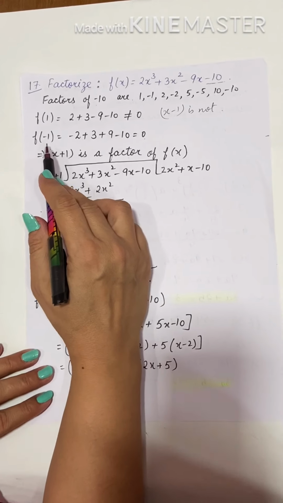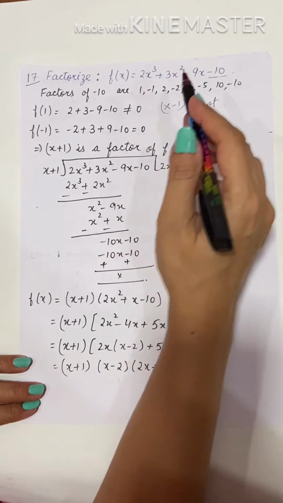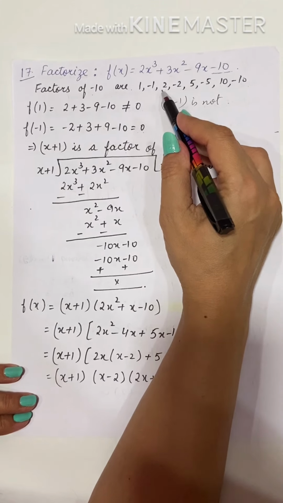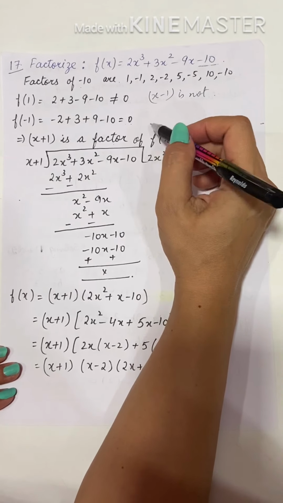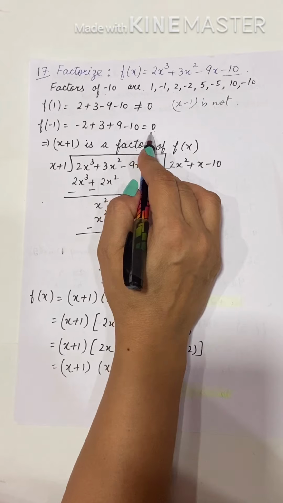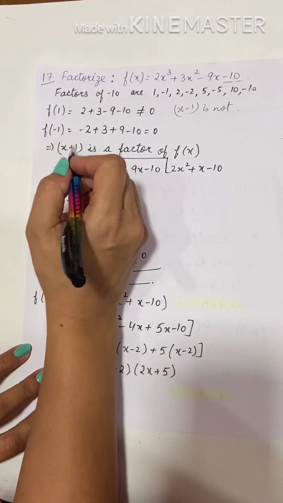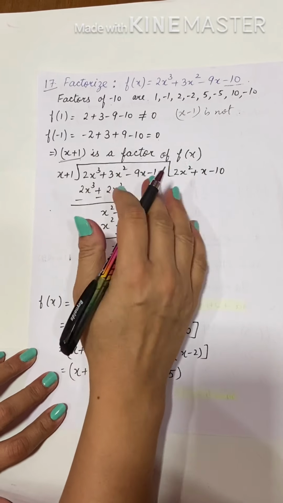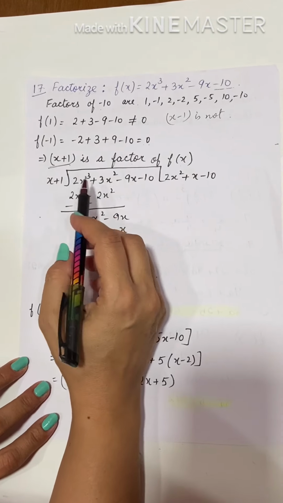If by chance you are not getting f of minus 1 equal to 0, then in that case you are going to check it for x equal to 2, then keep on checking x equal to minus 2 till you get the remainder equal to 0. When the remainder comes out to be 0, we are going to get the first factor of the given polynomial. Now x plus 1 is a factor of the polynomial. For factorizing it further, we will be doing the same method as we did in the previous questions.